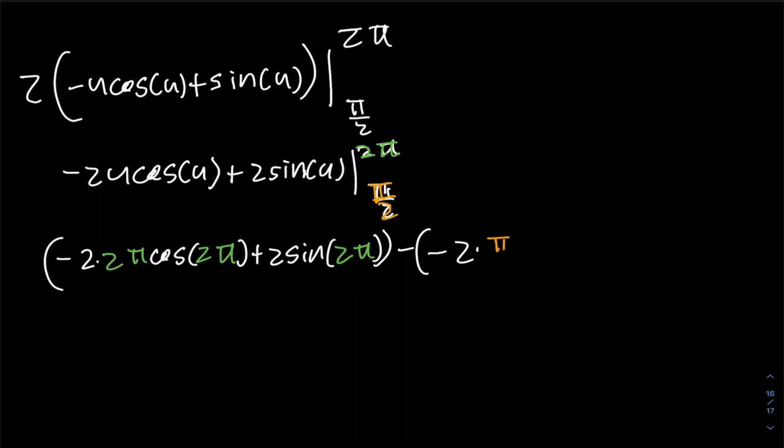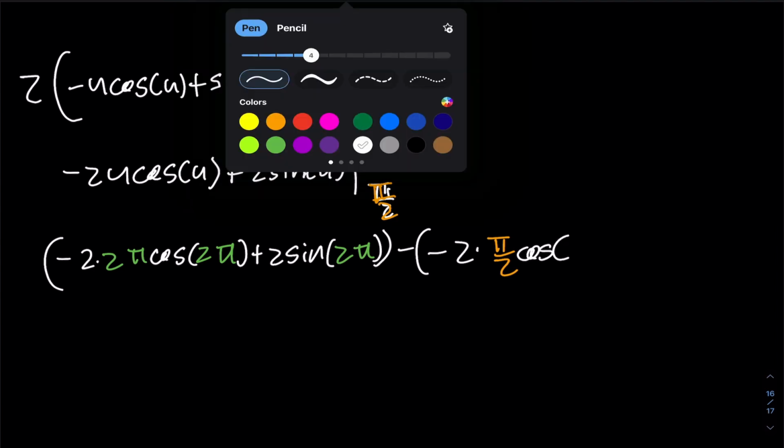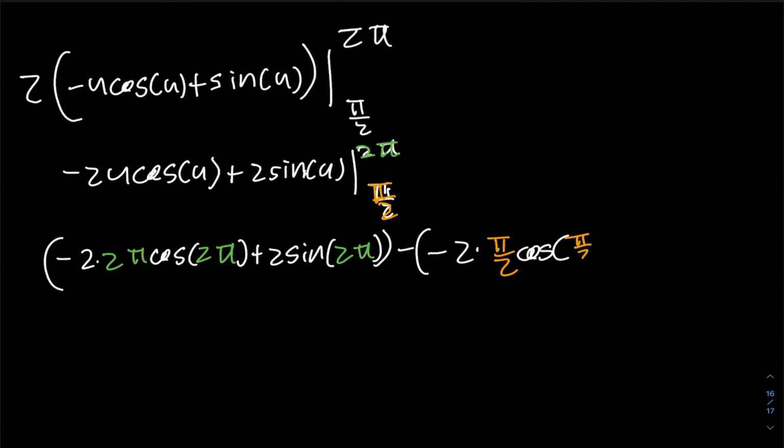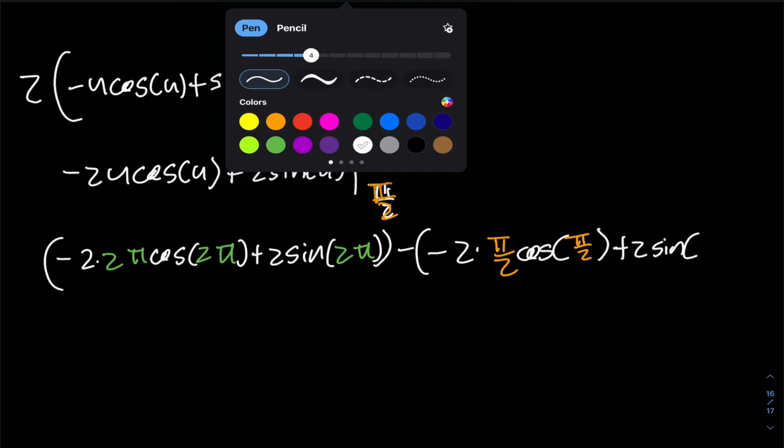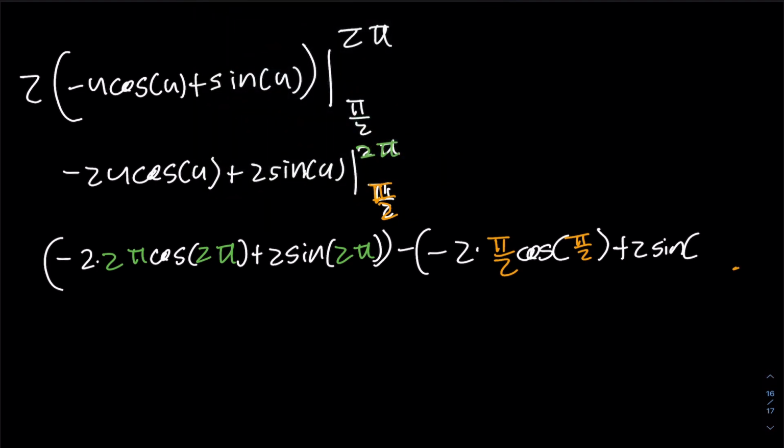So this is 2 times pi over 2 cosine of, but that cosine is not meant to be like that. The cosine is like this. And we have the cosine of pi over 2, and then we add 2 times the sine of u, which is pi over 2. So this is our final answer.